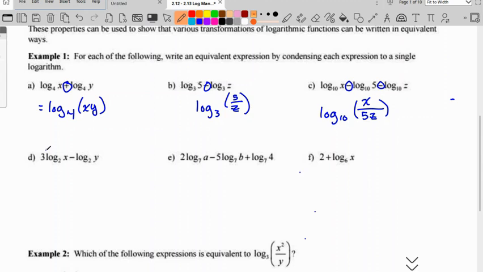Okay. All right. Now we have a coefficient out front. So what are we going to do with that? We bring it up as a power, and we have a difference of logs. They're all log base 2, so it'll be log base 2 of, as soon as I see that minus sign, I know I'm going to have at least something in the denominator. My numerator will be x cubed, and my denominator will be y.